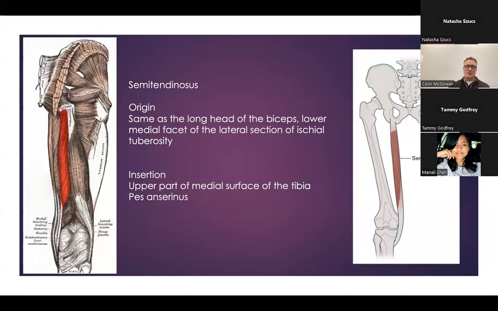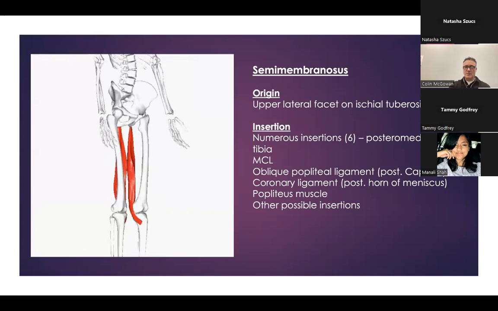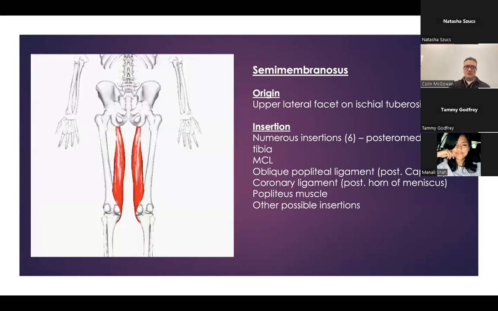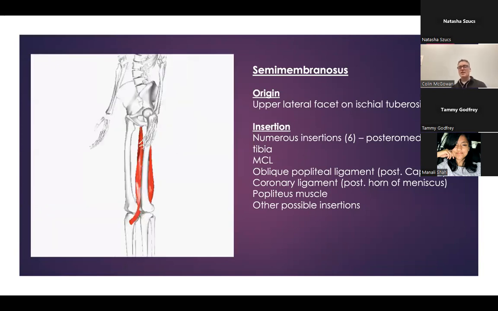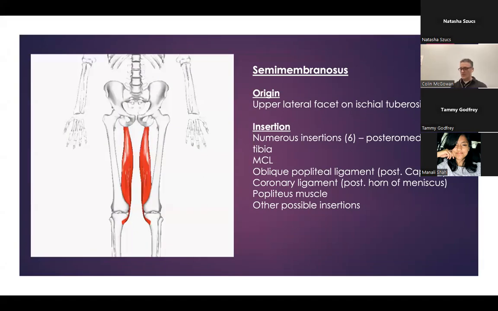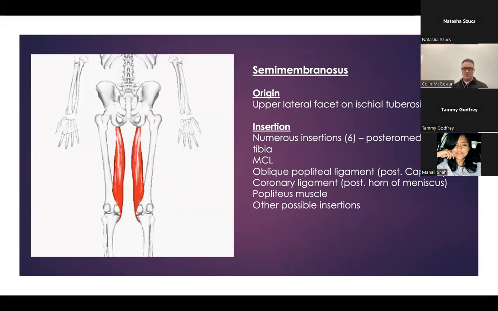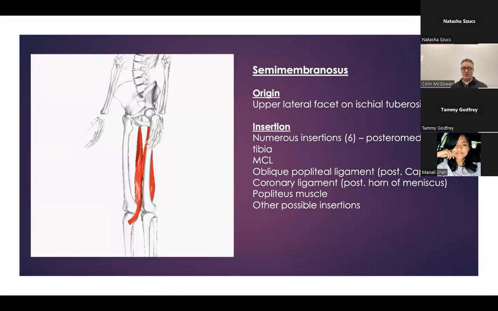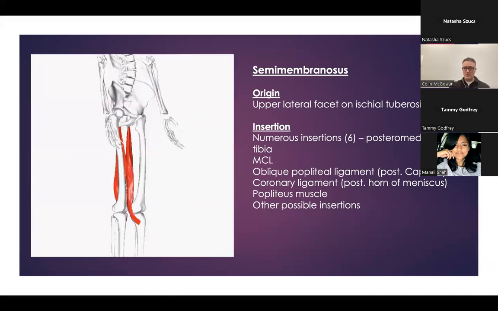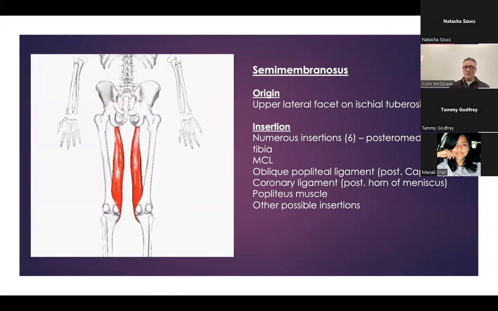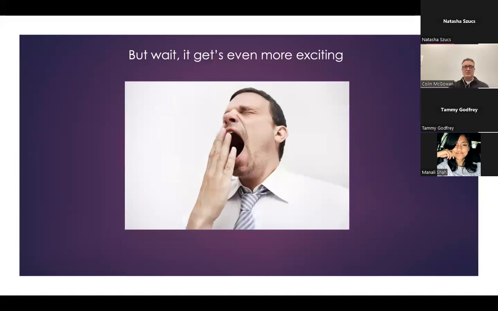So same as the long head of the biceps, the semitendinosus attaches to the ischial tuberosity, and then just goes down to the area of the pes anserinus. And semimembranosus, also ischial tuberosity, has a number of insertion points. I found one article that said there's probably more, so there are 6 different insertion points minimum. And yes, it does get more exciting than this, I hope.